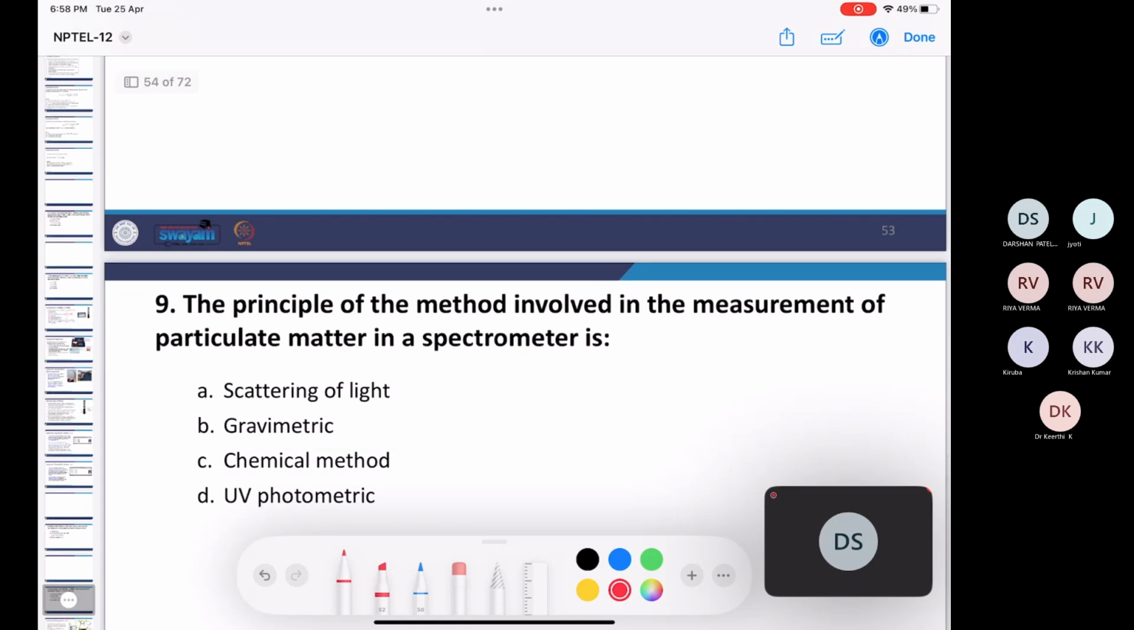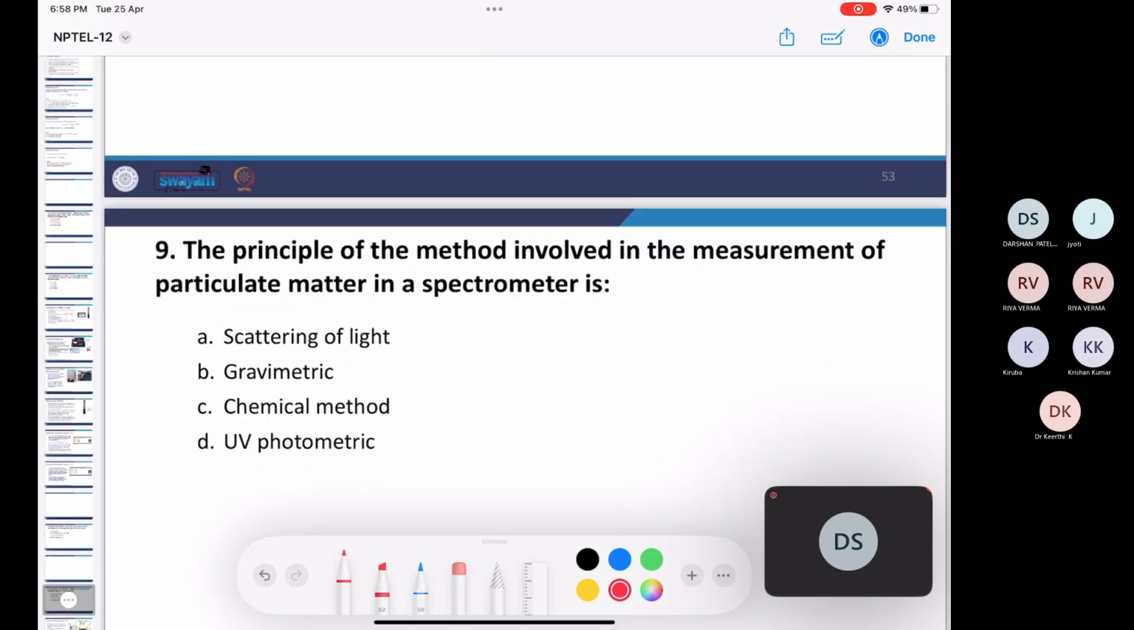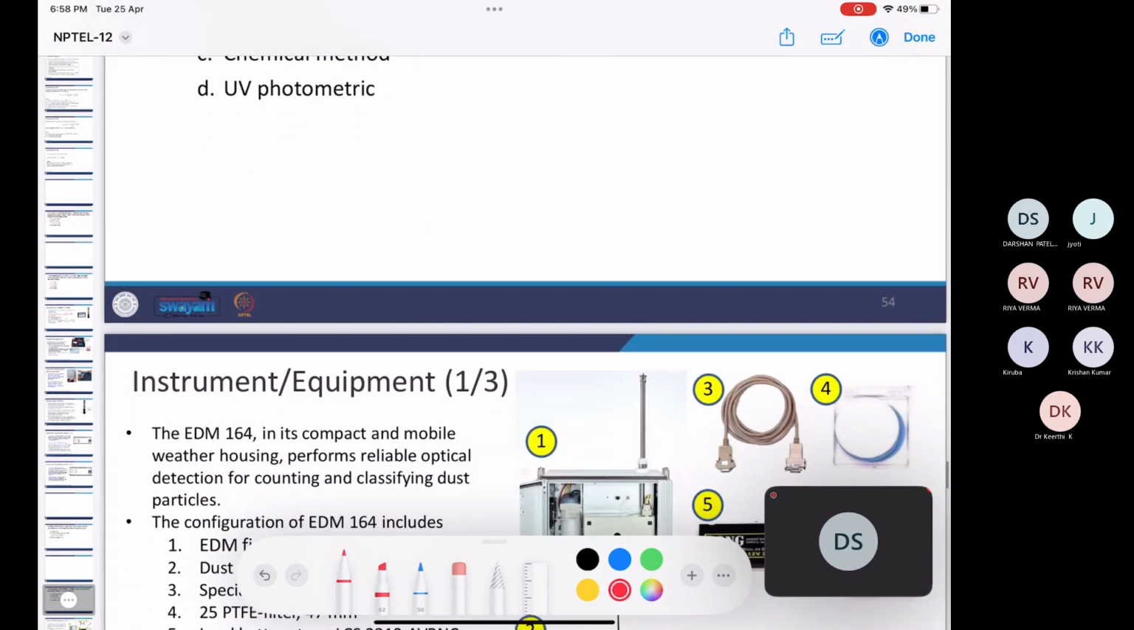No, the ninth question we have. The principle of the method involved in the measurement of particulate matter in a spectrometer is: first is scattering of light, next is gravimetric method, third is chemical method, and fourth is UV photometric method. Scattering of light. Okay, let's see.